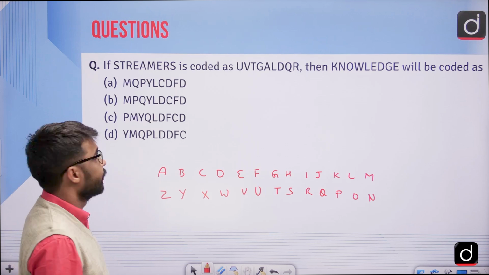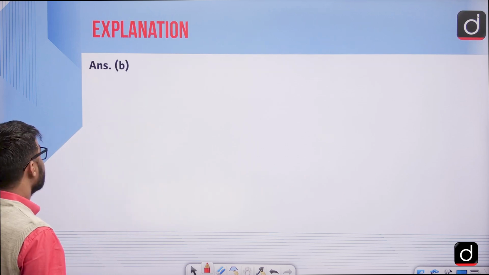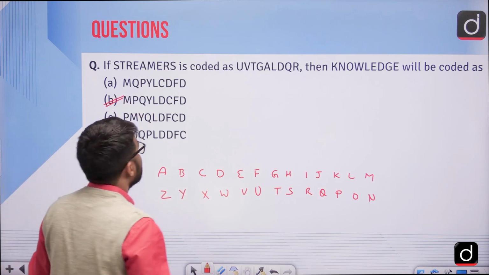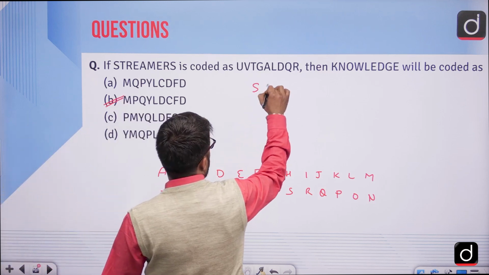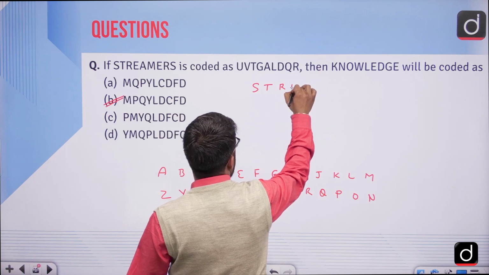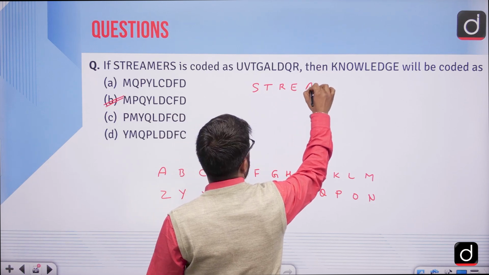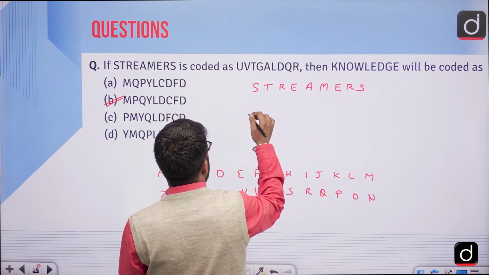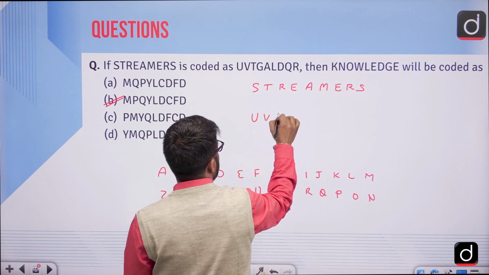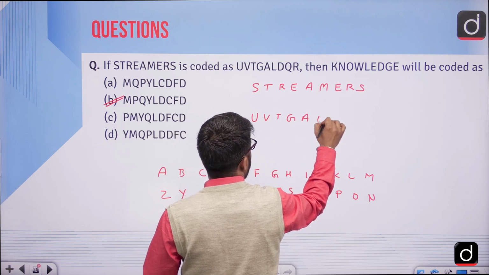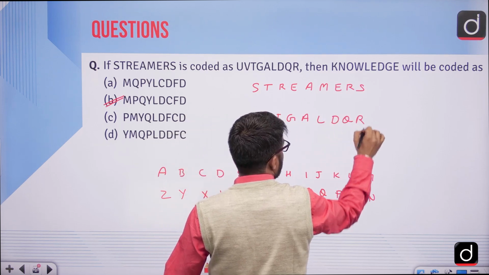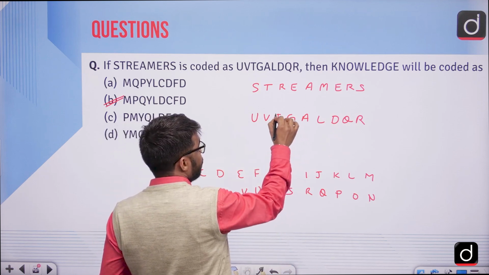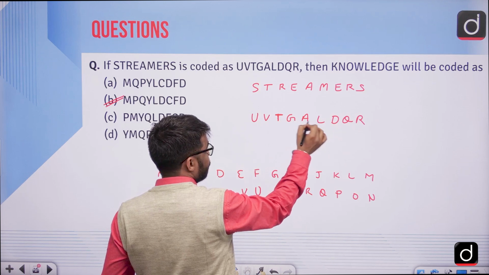All right, I guess by now you would have solved the question. The correct answer was option B. Let's see. A word is given, its code is given. So we are going to write the letters of the code just below the letters of the word. UVTGALDQR.